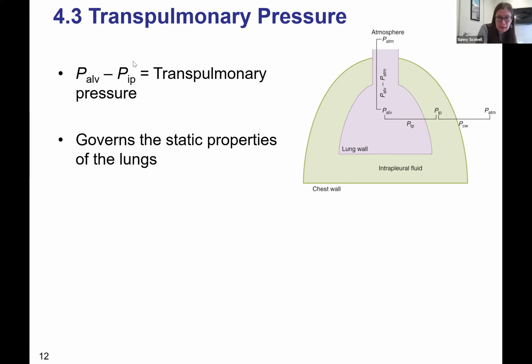Because if you don't pull that air out and you don't fix the hole, you will not be able to reinflate the lung. It doesn't happen naturally.